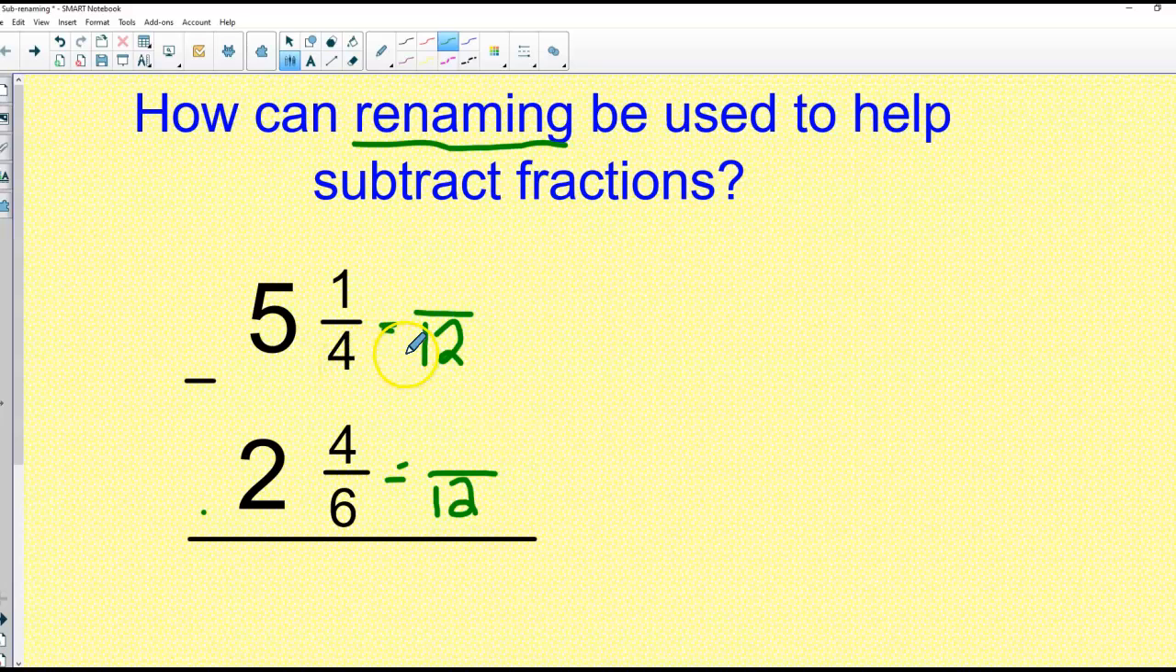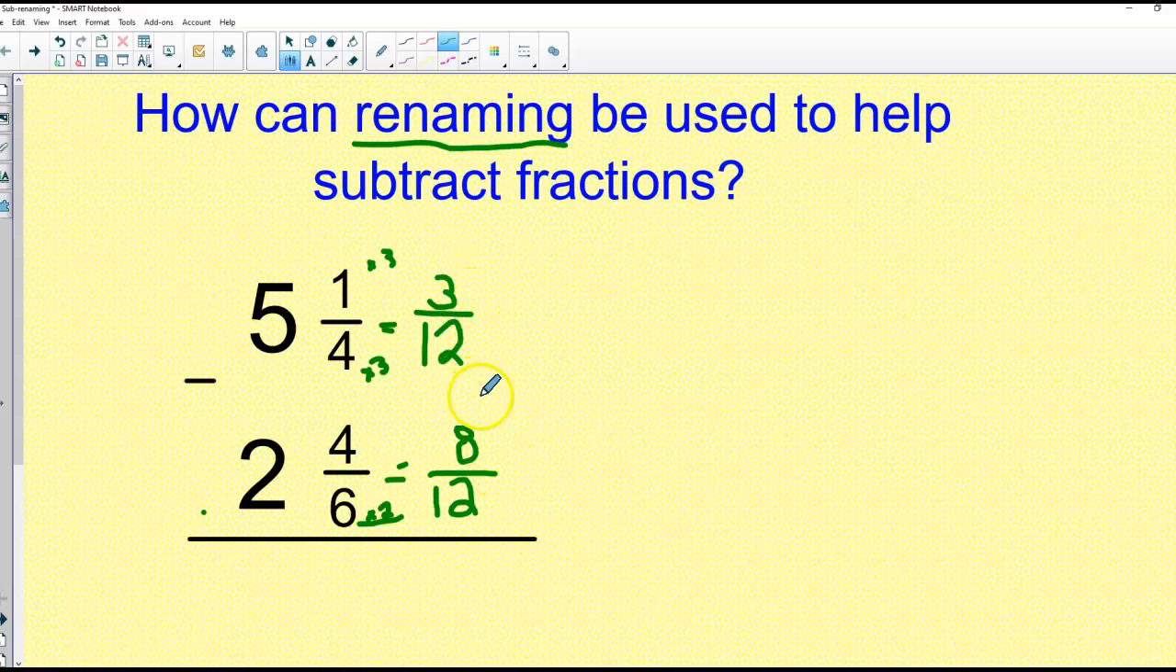Okay, so 4 times what is 12? Well, we multiply by 3 to get 12. So I need to do the same thing to the top. 1 times 3 is 3. Okay, so let's go down here. 6 times 2 is 12. So if I multiply the top times 2, that makes this 8. Now, in a normal addition or subtraction problem, as you did yesterday, we would just do the operation, which is subtract. Our new problem is 5 3/12 minus 2 8/12.